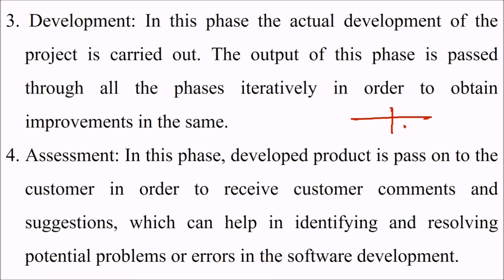Then comes the third quadrant, development. In this phase, the actual development of the project is carried out. The output of this phase is passed through all the phases iteratively in order to obtain improvement in the same phase. And then assessment. In this phase, the developed product is passed on to the customer in order to receive customer comments and suggestions which can help in identifying and resolving potential errors in the software development.